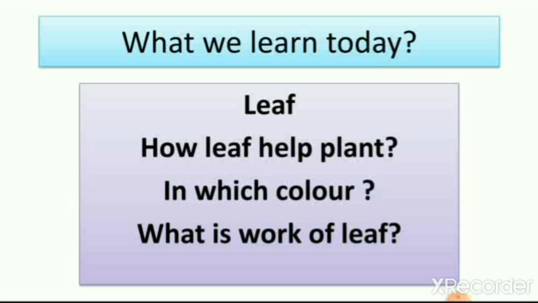Now, what did we learn today? We learned about the leaf, how the leaf helps the plant, in which colors a leaf comes, and what the work of a leaf is. All these things we learned in this lecture. So now let's see some different colors of leaves.